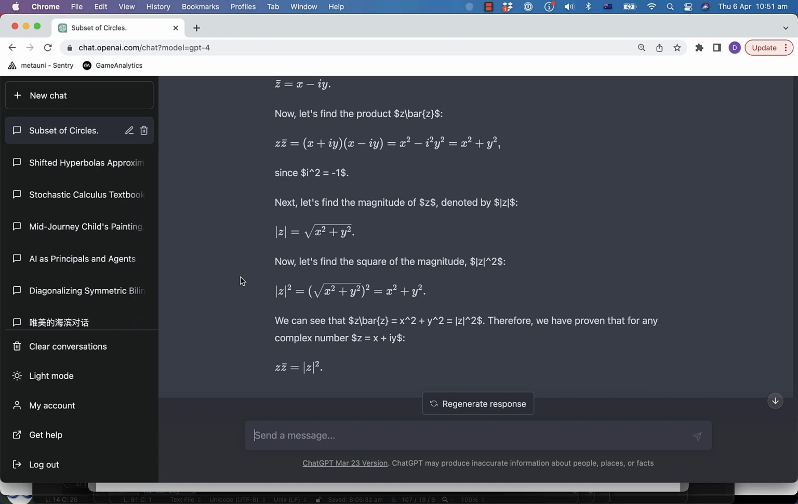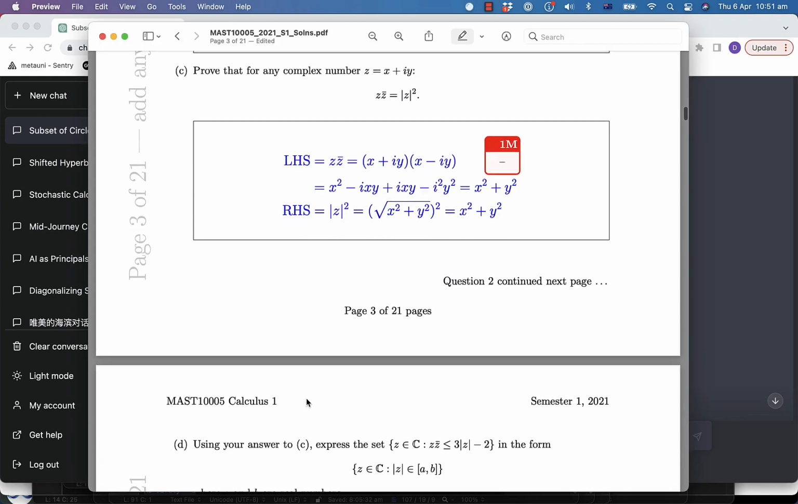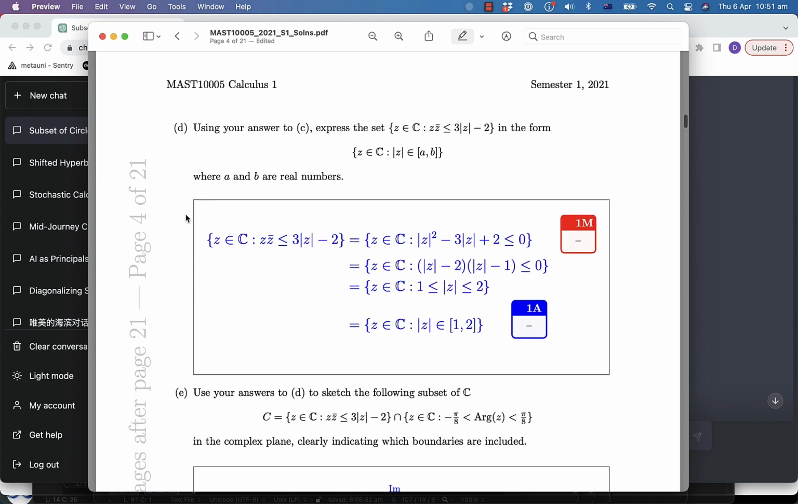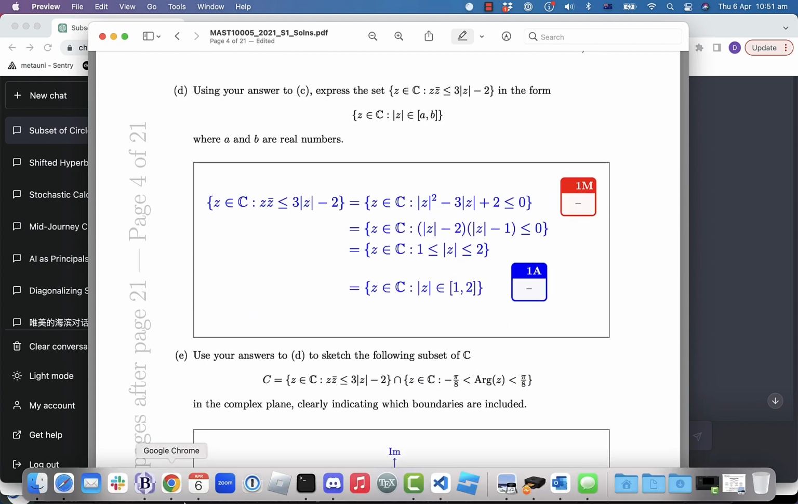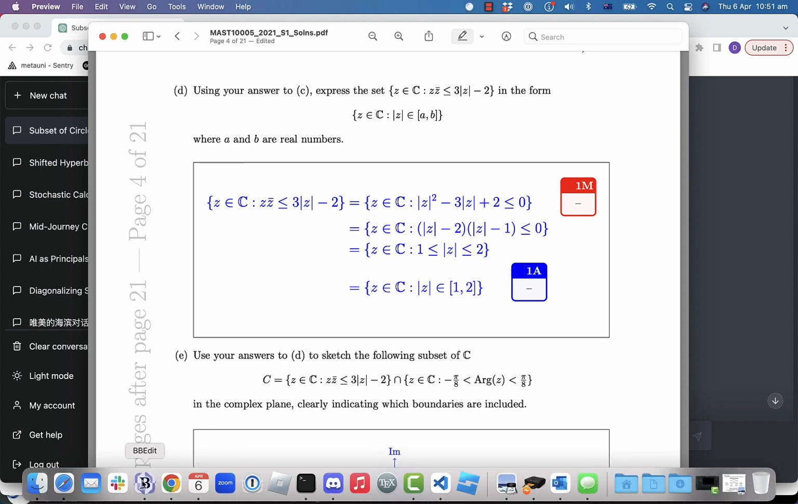How's this going? 2 out of 2? Yeah. Okay. No, it's just one out of one. Yeah. 1 out of 1. All right. Okay. Let's press the set. Oh, this will be interesting.